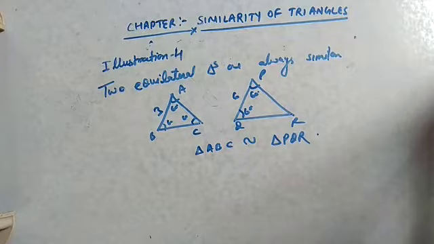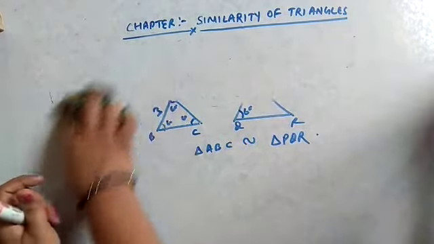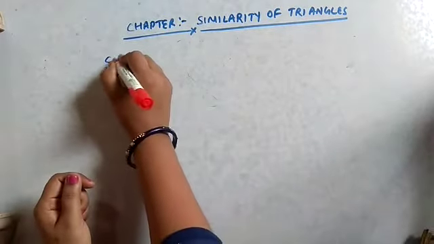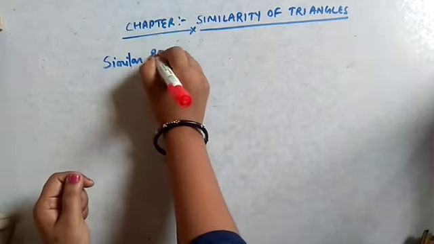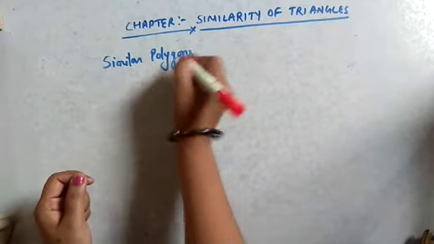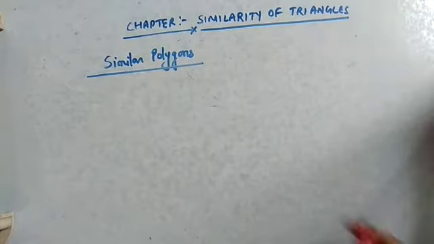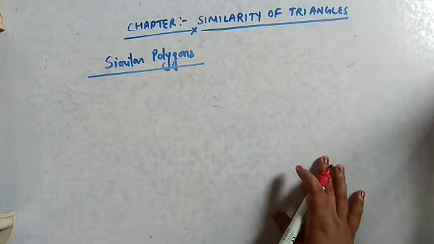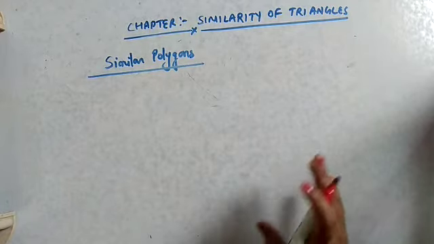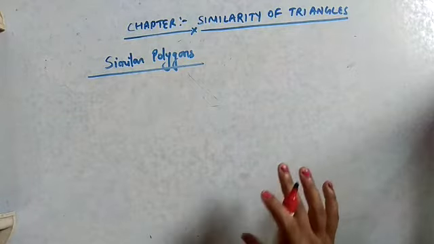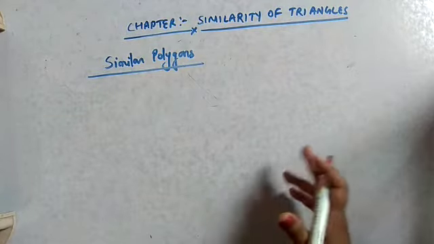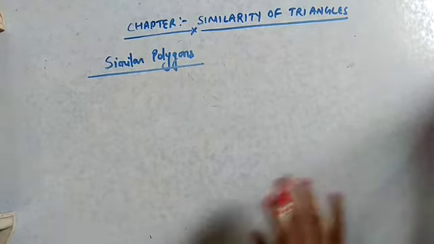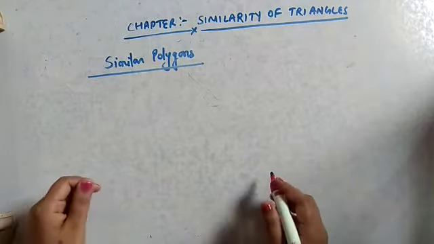So now let us discuss another topic, that is similarity of two polygons. When will we say that two polygons are similar or not. Similar polygons. I think you all know about polygons. Any closed figure bounded by 3 or more than 3 line segments is known as a polygon. Any closed figure which is bounded by 3 or more than 3 line segments is called a polygon. Examples: triangle, 4-sided quadrilateral, 5-sided pentagon, 6-sided hexagon and all that. They all are polygons.